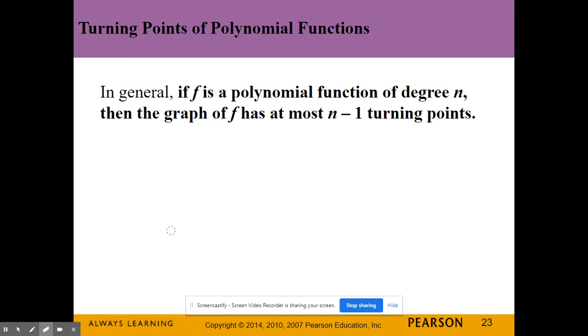Turning points. So this is saying if f is a polynomial function of degree n, then the graph of f has at most n minus 1 turning points. So think about a quadratic function, right? A quick sketch here. A quadratic function looks like that, right? Its n value is 2, like the biggest exponent in a quadratic function is 2. It has 1 turning point. Think of a cubic function.